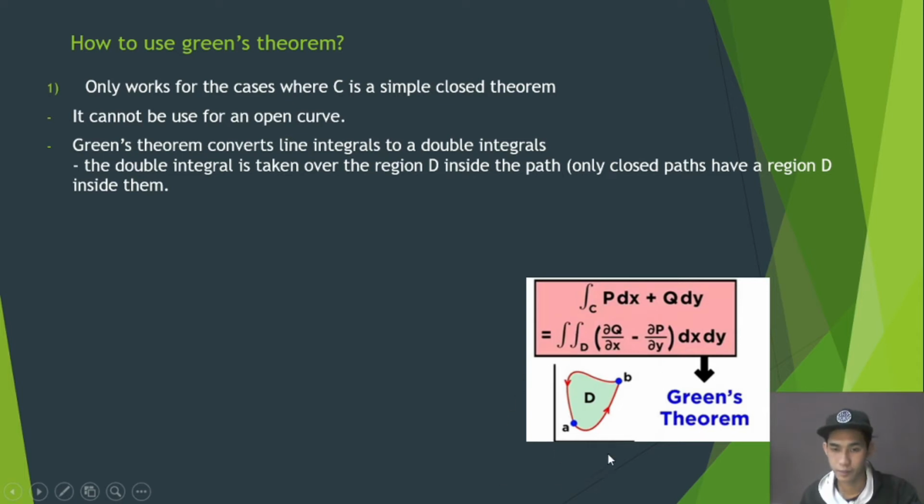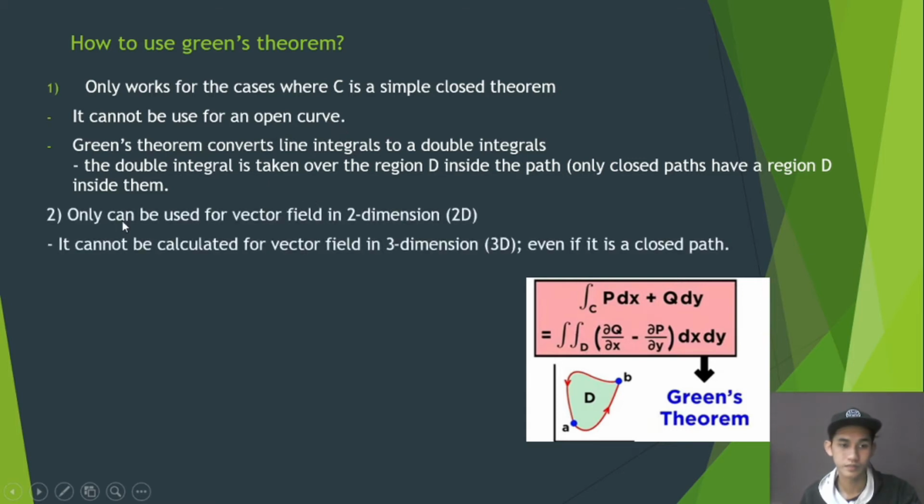If we look at this diagram, the region D is inside the curved line here, the blue color region. So if it is an open curve, there will be no region D, so we cannot use Green's theorem. Next, it can only be used for vector fields in 2 dimensions. It cannot be calculated for vector fields in 3D, even if it is a closed path. So bear in mind, in order to use Green's theorem, make sure it is a closed curve and a vector field in 2 dimensions.